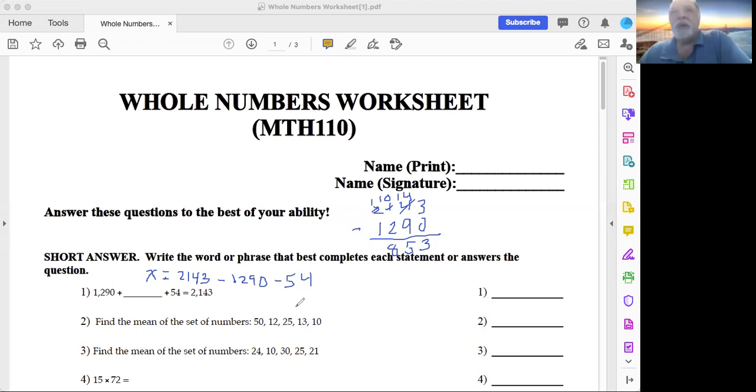So we can rewrite this now, right, as x equals 853 minus 54. All right. So now we can do this operation. What's 853 minus 54?